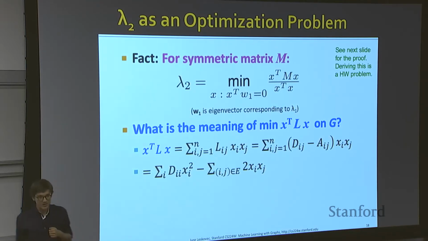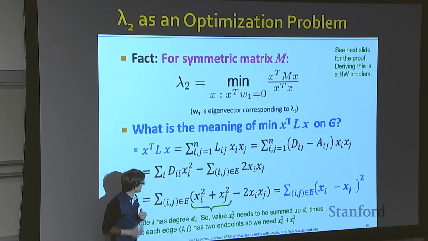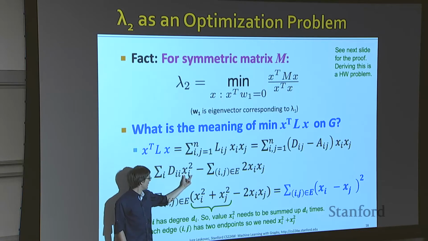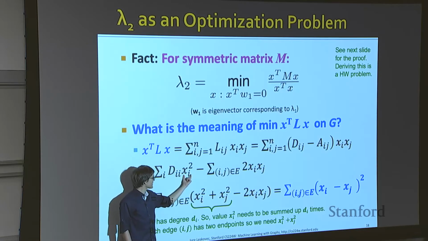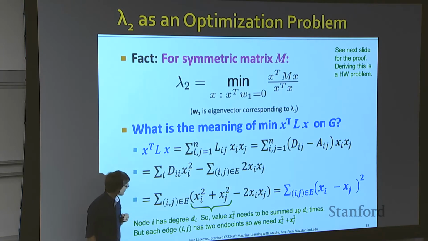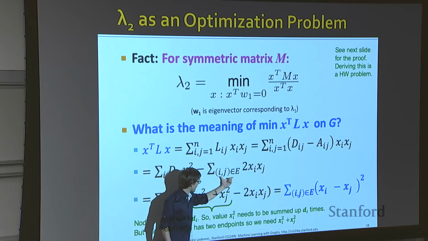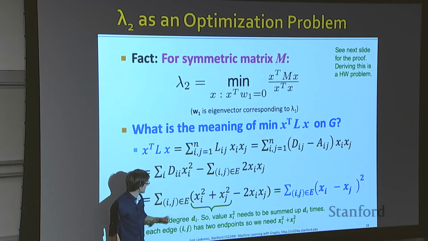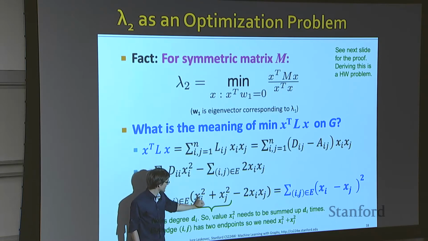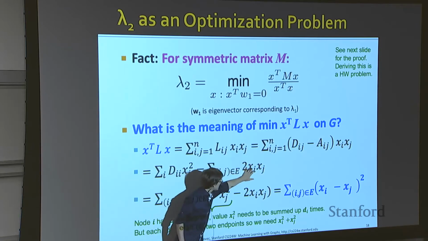So let me keep massaging this further. What I notice is the following. If I ask how often I sum up this xi squared, I sum it together d times. So the way I can write this out is as a summation over the edges, where I write xi squared plus xj squared. And then this part is here.